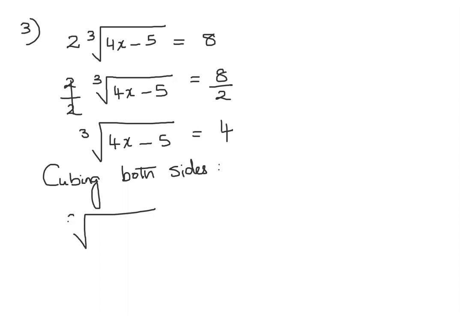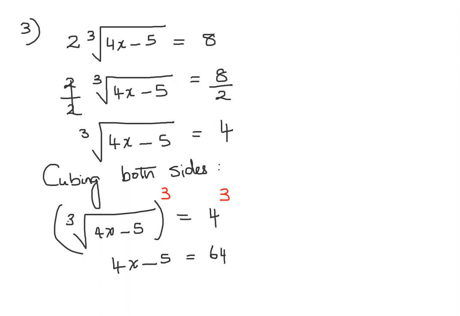So we have 4x minus 5 equals 4 to the power 3, and 3. So we get just 4x minus 5. 4 cubed is 64. So add 5 to both sides.